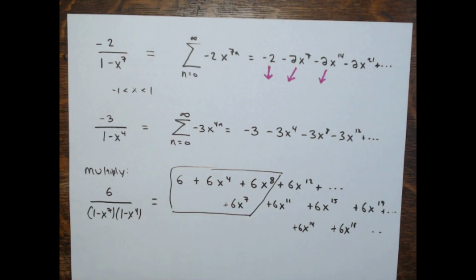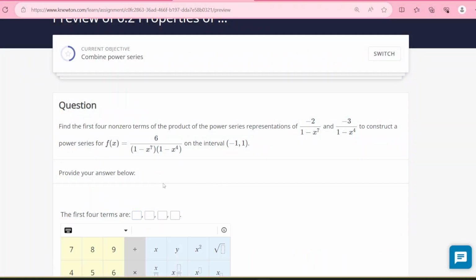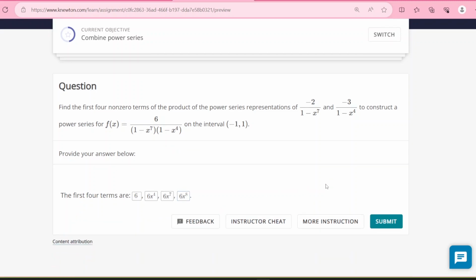It's a lot involved here, but after a while you'll see I'm not going to get any terms like these that would add with these, so those will be the first 4 on their own. The first term of the sum would be 6, and then 6x to the 4th. Then 6x to the 7th would be the next highest powered term, and finally 6x to the 8th. And that's it. Of course, there are infinitely many more. That would be the first 4 non-zero.